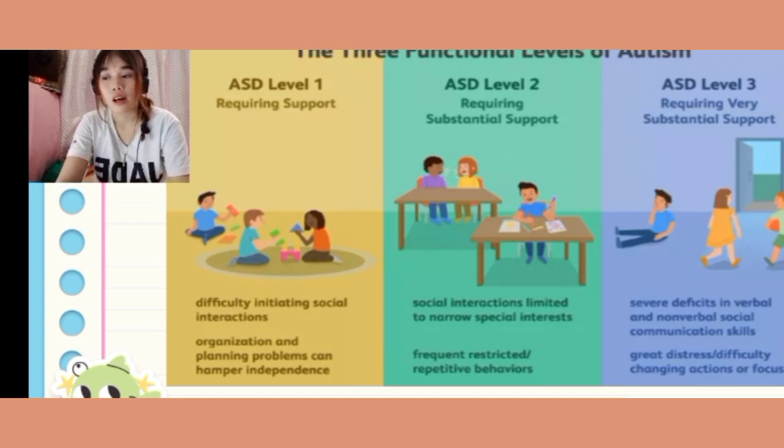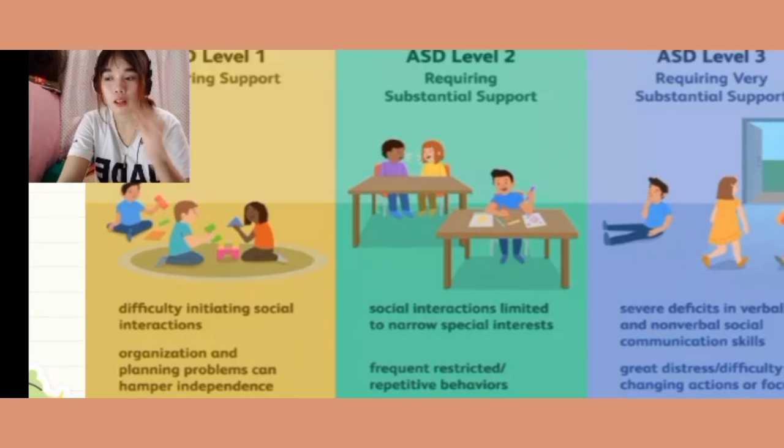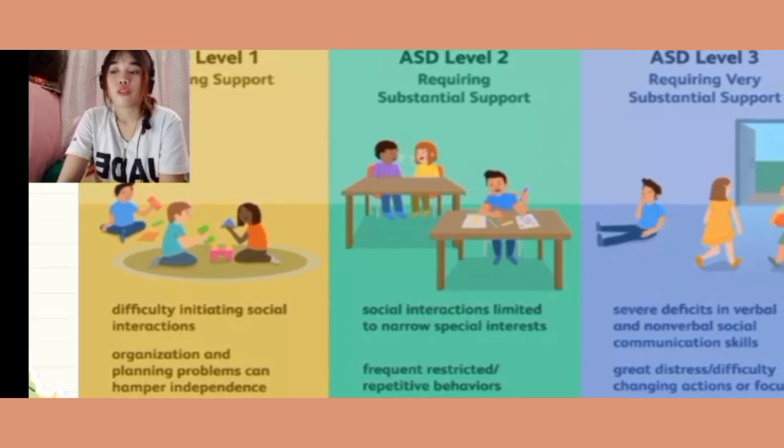So the second one we have, Level 2, requires substantial support. Children with Level 2 tend to have very narrow interests and engage in repetitive behaviors. That can make it difficult for them to function in certain situations. For example, they may pace back and forth or say the same things over and over again, because they want to get attention from others. That's why they say that kind of words.